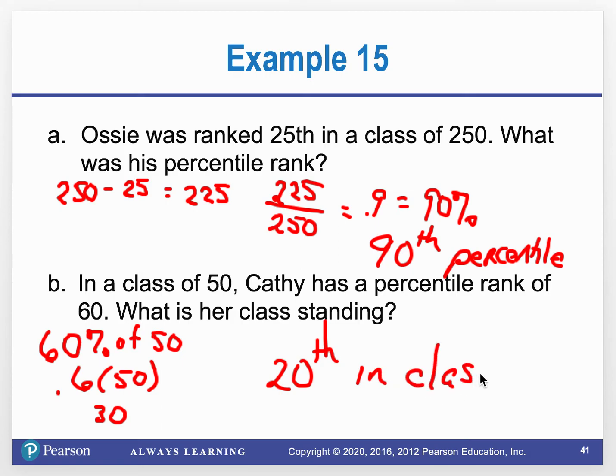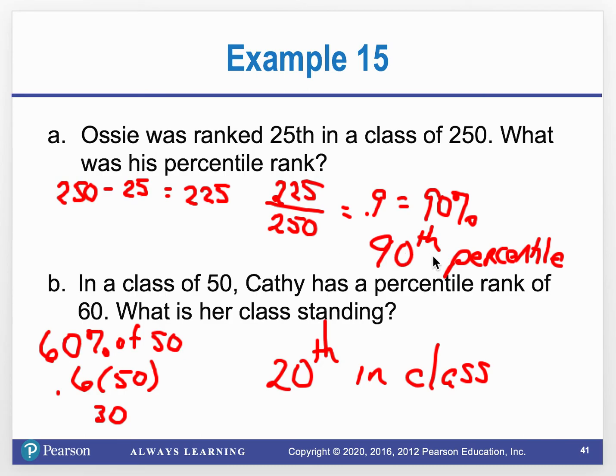Here's another use of percentiles. This is why college entrances and things look at your percentile ranking instead of your ranking in the class. Look, Aussie went to a giant school where he had a graduating class of 250. But look, if you just look at their class ranking, his ranking is behind Kathy's. Kathy is 20th in the class.